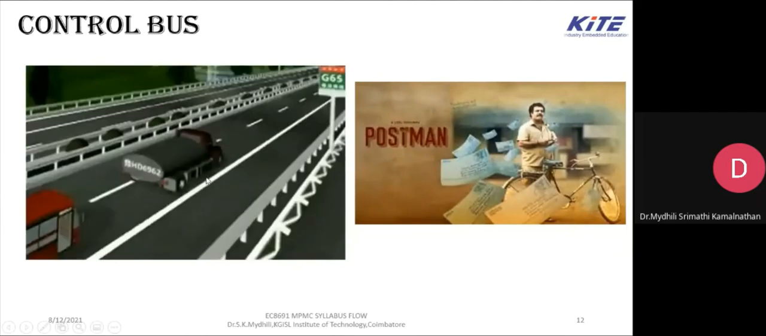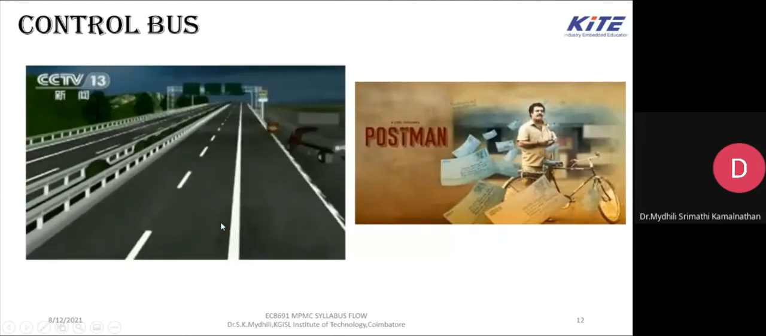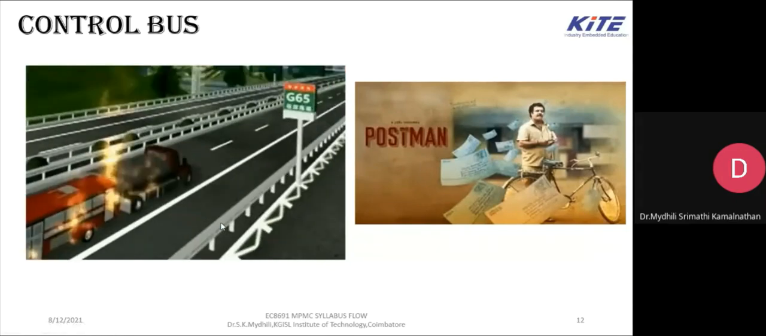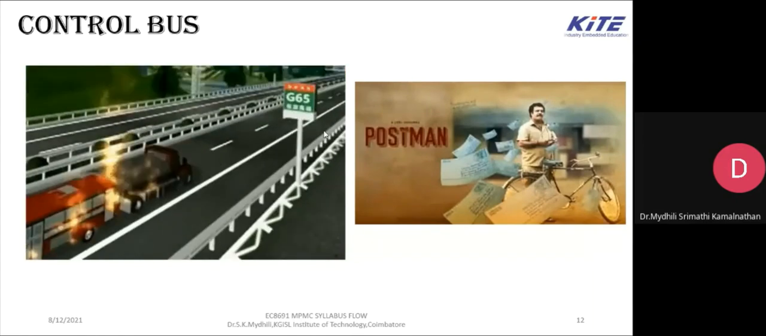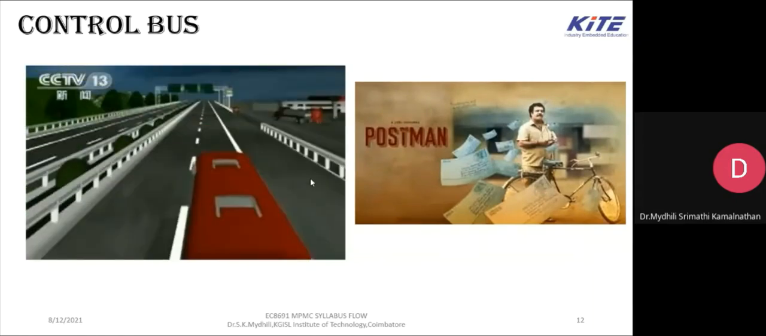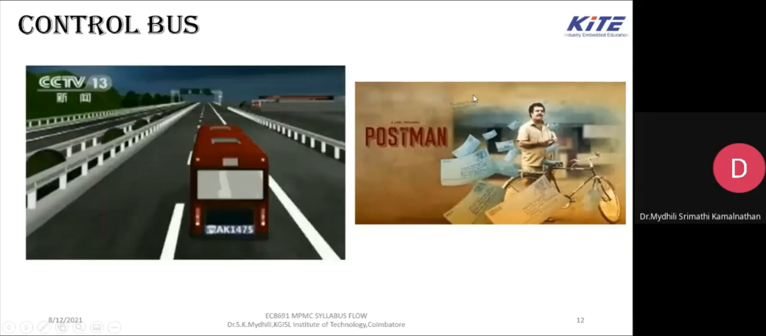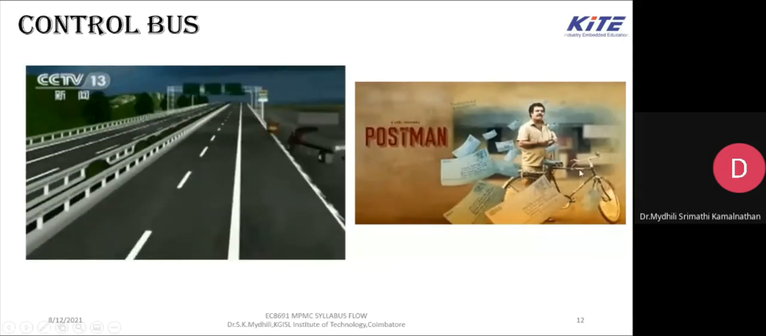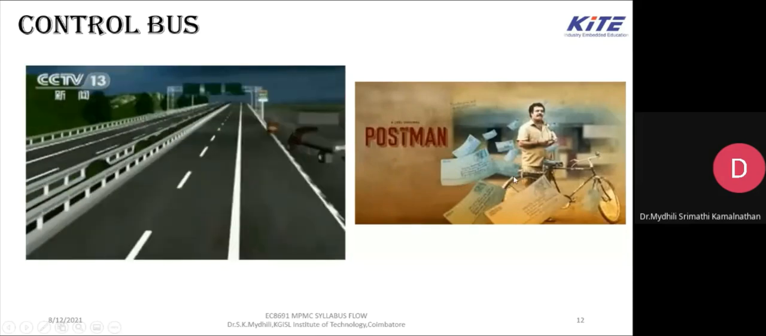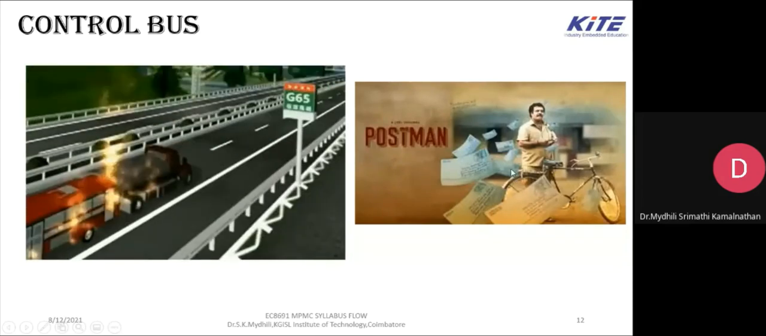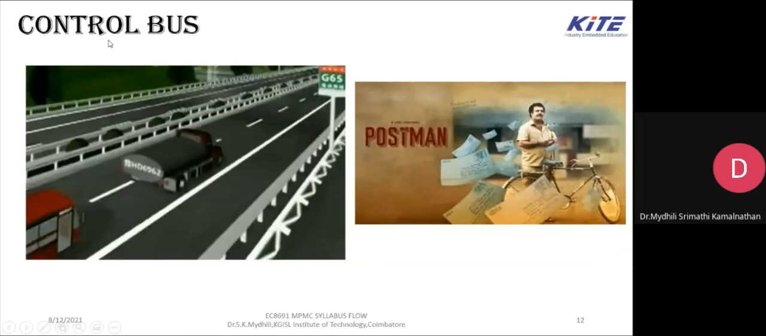He is the responsible person to drive this bus from the source to any other destination. If he is losing his control, what happens? There will be accidents. Am I right? Whereas in terms of a postman, if the postman is not properly doing his duty, will the delivery of letters be transferred from one place to another? No. So this is the role of the control bus.